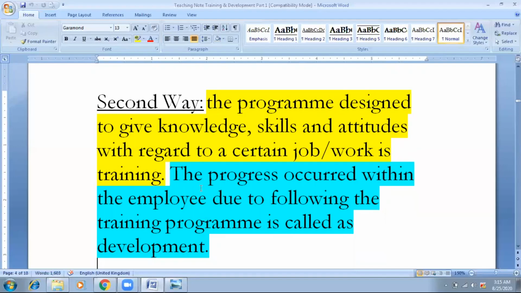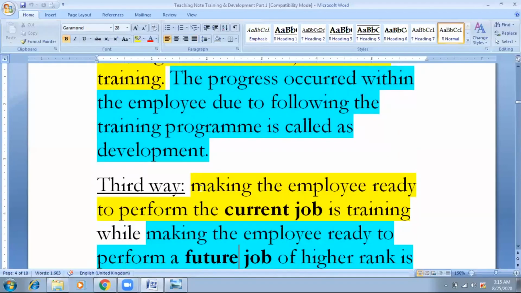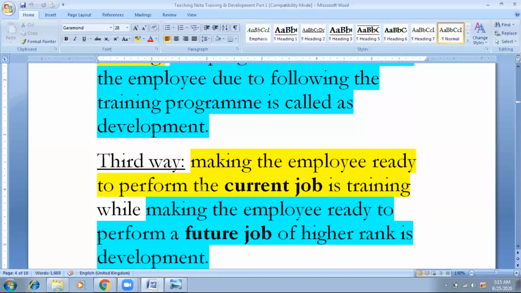Okay. Then the third way of differentiating between training and development: making the employee ready to perform the current job is training. Making the employee ready to perform a future job of higher rank is development. Therefore, training is for the current job, development is for a future job of higher rank.